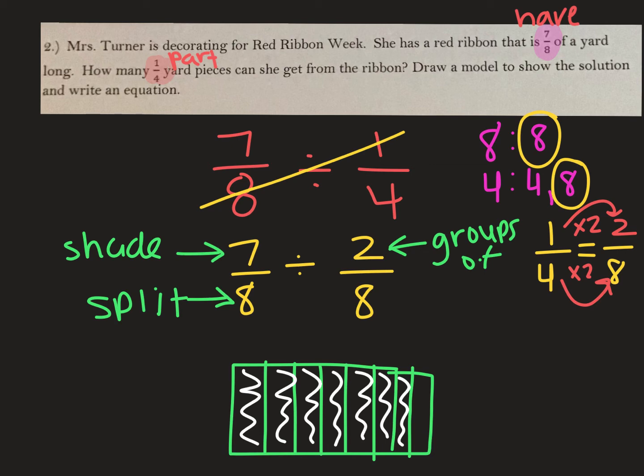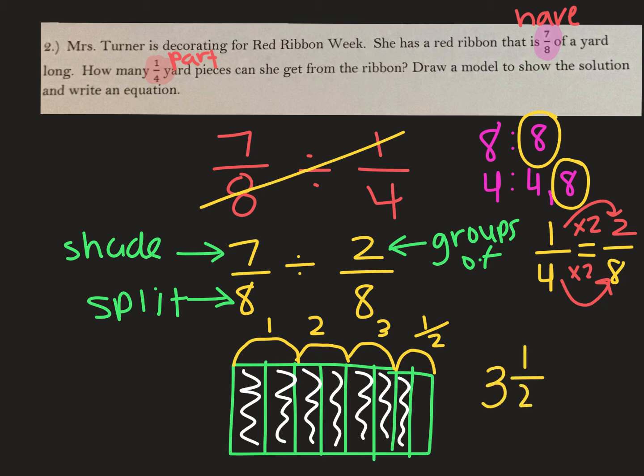So down to our model, we'll go 1, 2. There's one whole group. 1, 2, 2 whole groups. 1, 2, 3 whole groups. So in that last group, that's not a whole group. We have 1 out of our 2 shaded in. So our final answer would be 3 1/2.